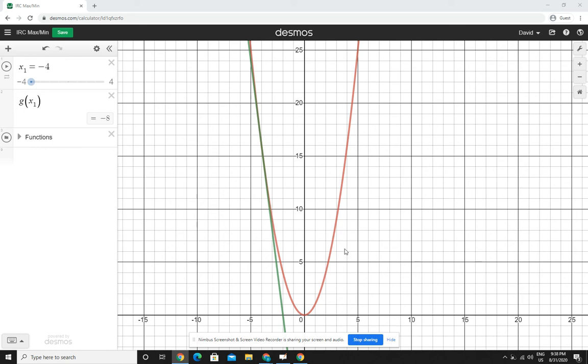In this video, we're going to look at the instantaneous rate of change and how it changes as we look at a graph. So here, this is the graph of y equals x squared. I've drawn a tangent line here, the green line. I want you to think a little bit about what's going to happen to this tangent.